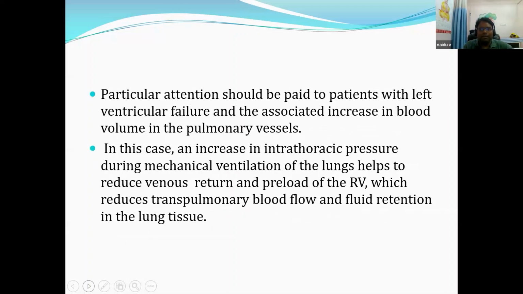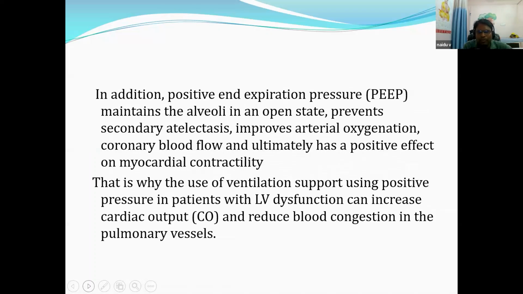In left ventricular failure associated with increased pulmonary blood volume in the pulmonary vessels, we have to reduce the preload by ventilating with positive pressure and positive end-expiratory pressure. We have to maintain the alveoli in an open state so that it can prevent secondary atelectasis and improve arterial oxygenation. It can lead to increased coronary blood flow, thereby increasing myocardial contractility. So ventilatory support like positive pressure in patients with LV dysfunction can increase the cardiac output and reduce blood congestion in the pulmonary vessels.